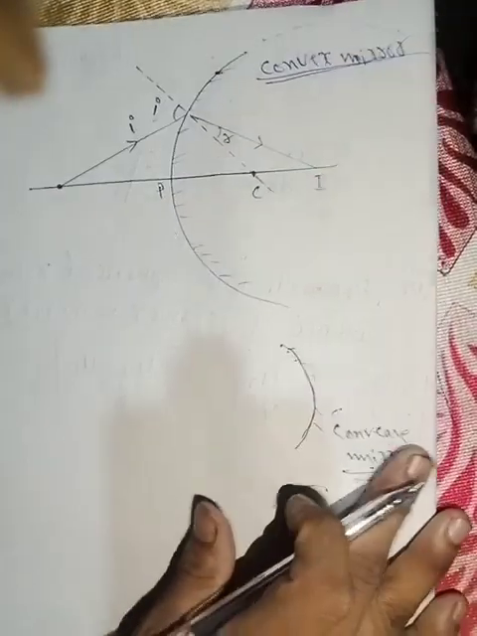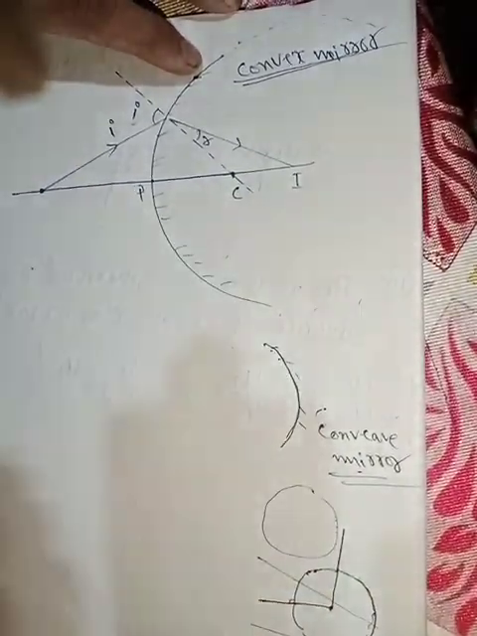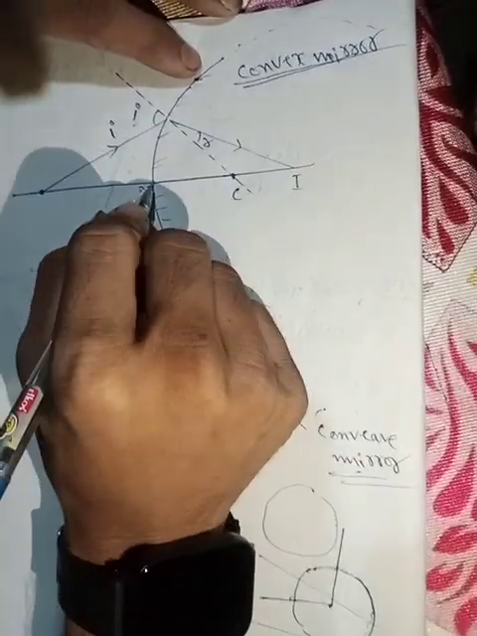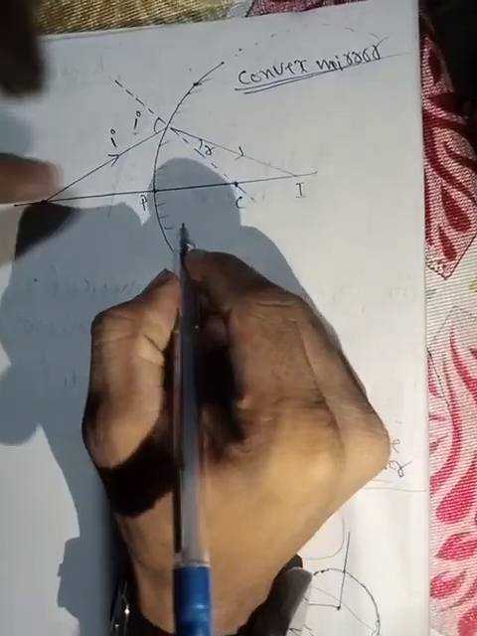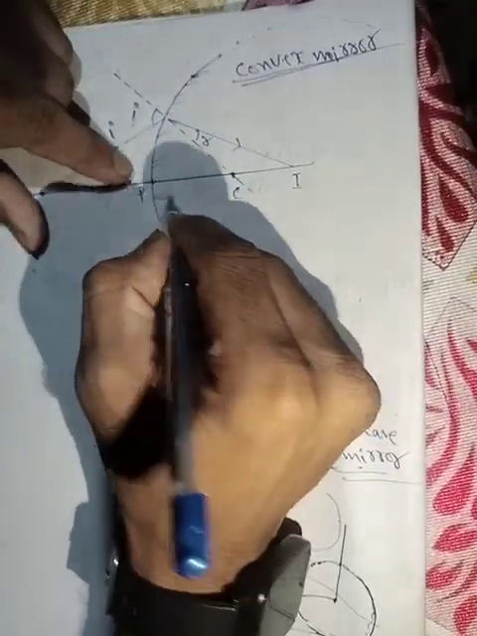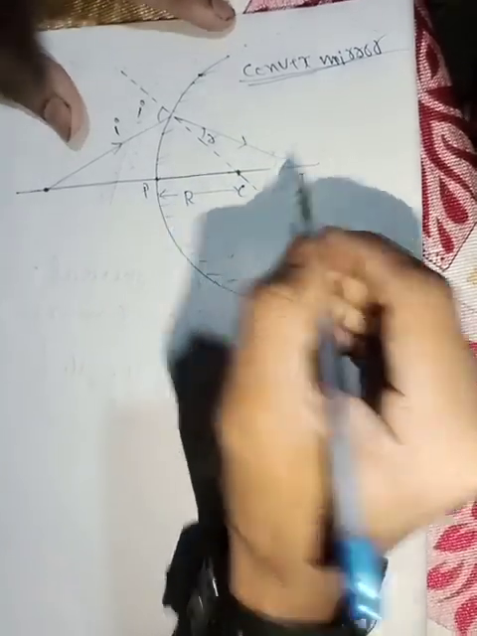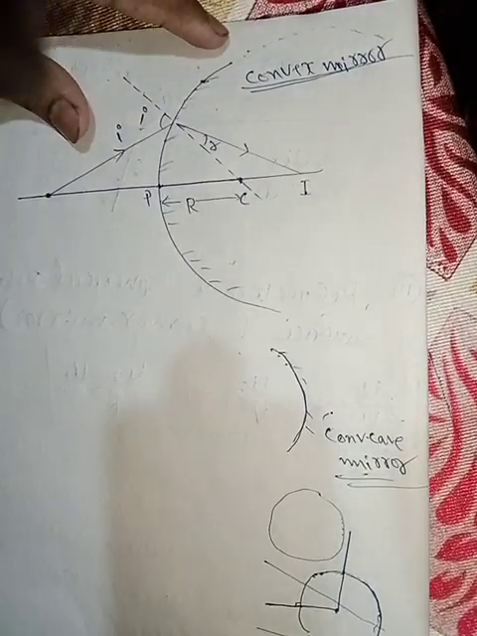Another thing you need to remember is that when you measure all the distances, you think that I am standing here, and all the distances must be measured from the pole. The distance between the center of curvature and the pole is called the radius of curvature. Yes or no? This is called image, and this is called object.